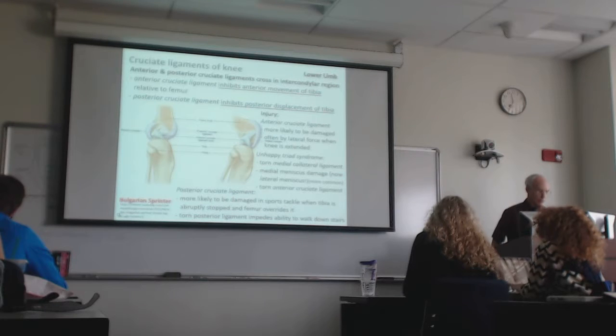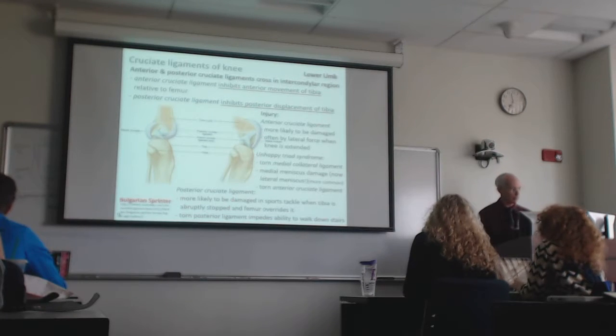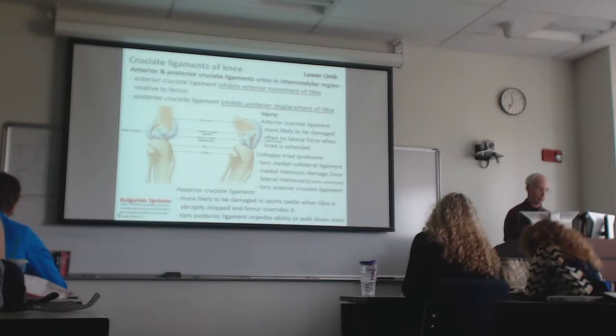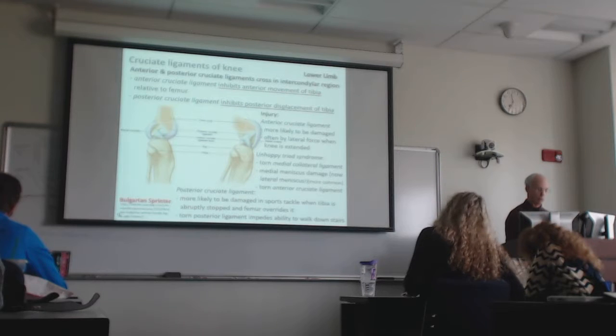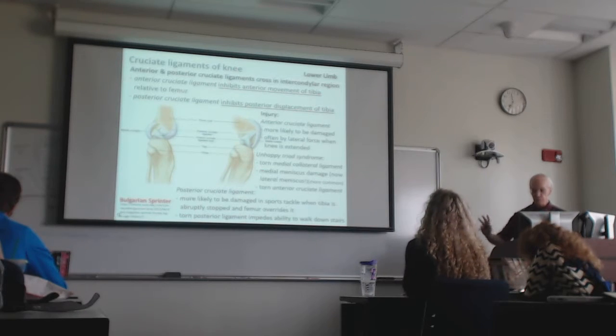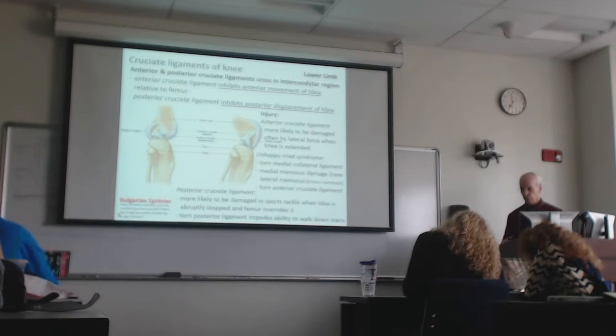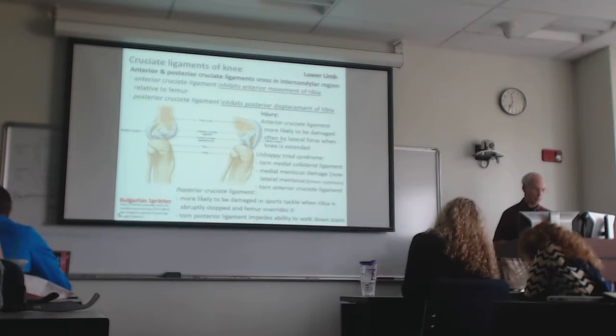Boy, this is a grim one. This refers to some of the injuries that can occur to the cruciate ligaments. Of course, you'll be dealing with a lot of these. In general, the anterior cruciate, the one in the front, prevents the tibia from moving too far forward. The posterior prevents the tibia from moving too far backward, too far in the opposite direction.